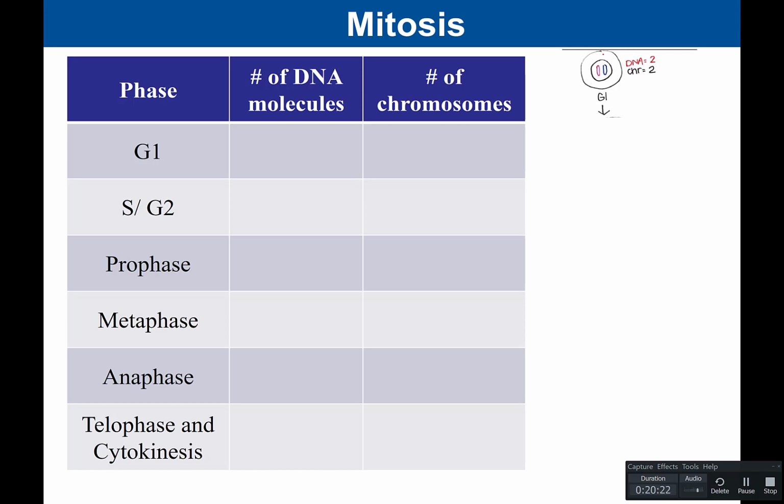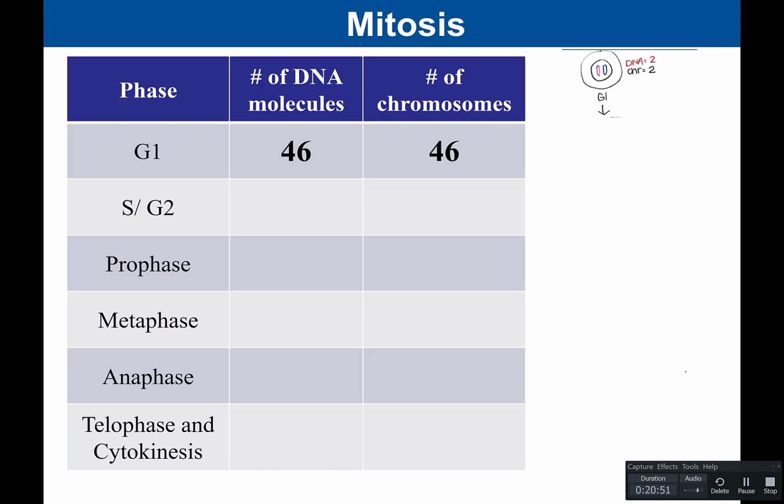So in this cell in G1, it has 2 DNA molecules, right? So 2 DNA molecules and 2 chromosomes. So if we're thinking about in humans, in G1, how many DNA molecules do we have? 46. How many chromosomes do we have? 46. Because at this point, every chromosome is 1 DNA molecule.